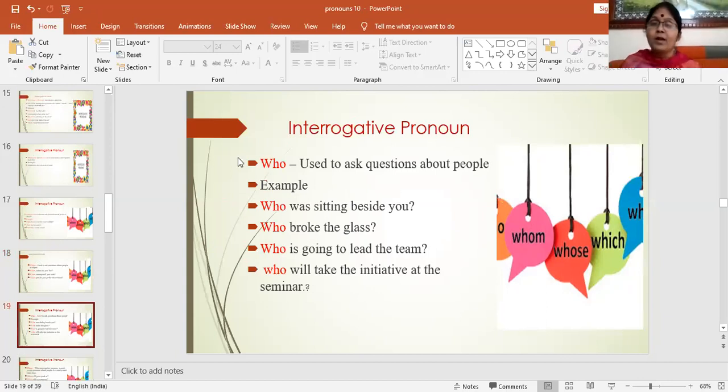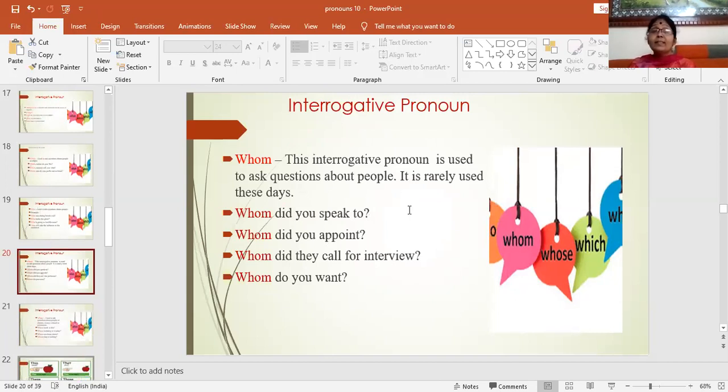The interrogative pronoun who is used to ask questions only about people. When we are asking questions about people, we use our interrogative pronoun who. For example, who was sitting beside you? Who broke the glass? Who is going to lead the team? Who will take the initiative at the seminar, right? So who is used to ask questions about people. Is it clear? Now, we'll move to the next one.